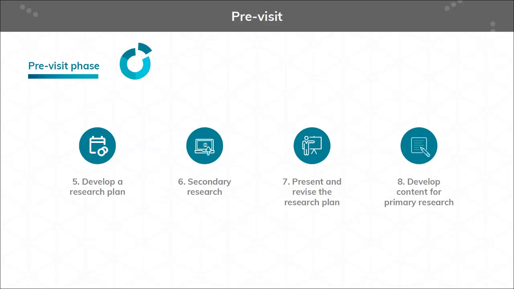The next step, secondary research, is primarily a desk-based research process, except for some interviews and conversations with relevant people depending on the context. Once you're done with the plan and secondary research, present your research plan to the people who have tasked you with the research to get their inputs and feedback, and revise the plan accordingly. The final step of the pre-visit phase is to develop content to execute your research plan in the field. For example, preparing questions for interviews, designing activities, and so on.